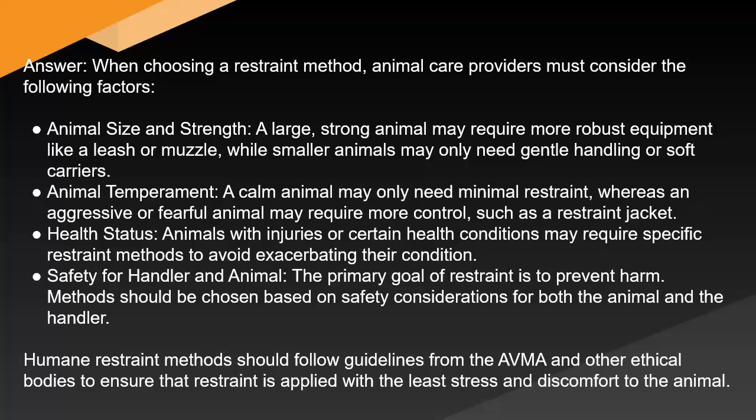Animal temperament: a calm animal may only need minimal restraint, whereas an aggressive or fearful animal may require more control, such as a restraint jacket. Health status: animals with injuries or certain health conditions may require specific restraint methods to avoid exacerbating their condition. Safety for handler and animal: the primary goal of restraint is to prevent harm. Methods should be chosen based on safety considerations for both the animal and the handler. The humane restraint methods should follow guidelines from the AVMA and other ethical bodies to ensure that restraint is applied with the least stress and discomfort to the animal.